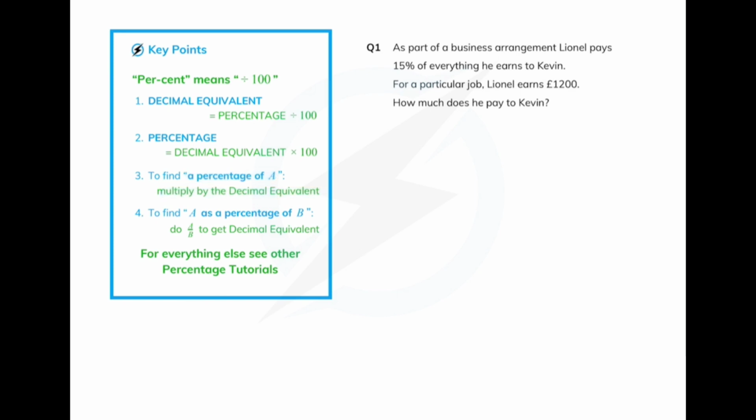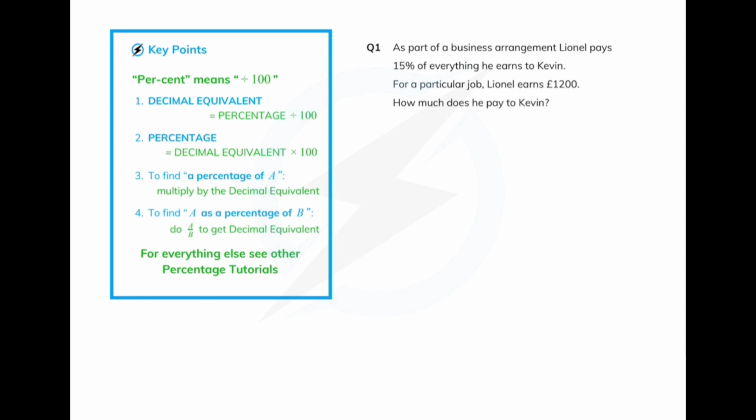And if you're ever asked to find A as a percentage of B, or you think you need to do that, I would just do A over B, which will give you the decimal equivalent, and then you can turn that into a percentage or a percentage increase or whatever you need from the question. Anything else, percentage increases, decreases, reverse percentages, all those sorts of things, there are other tutorials on those. So let's just have a look at some, hopefully, very straightforward questions.